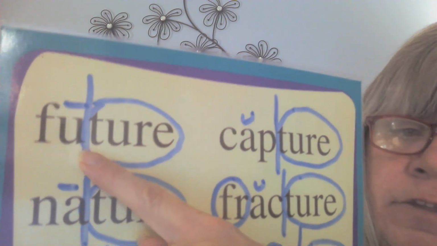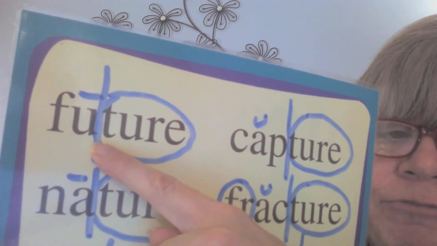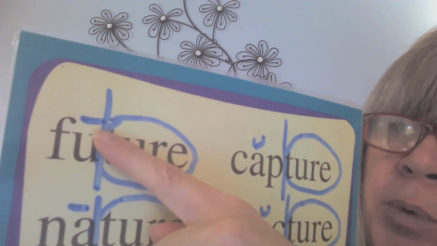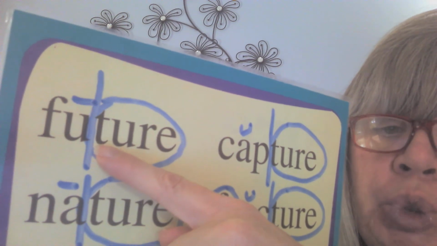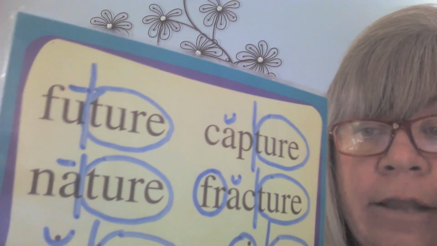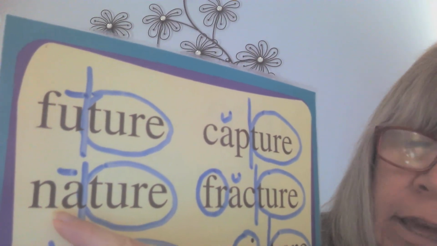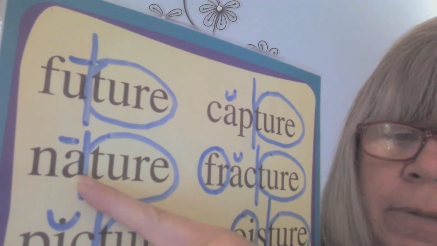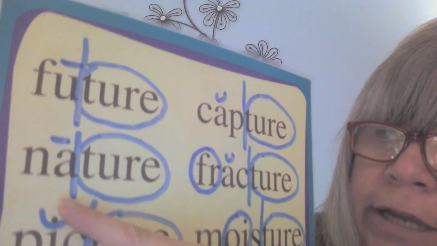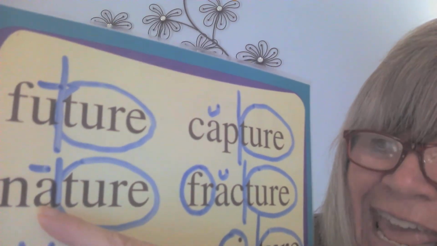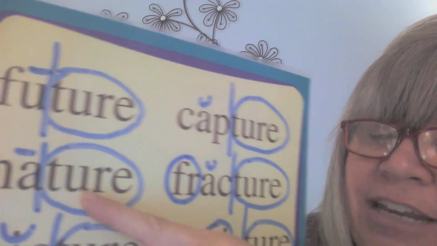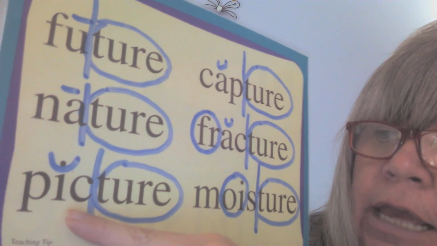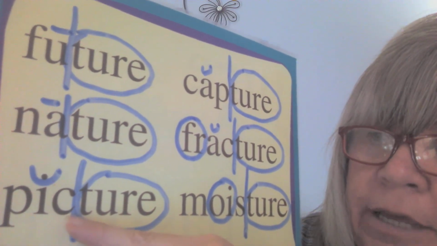So if you look at this word, Mrs. Card divided it after the U. That makes it an open syllable. So the U says its own name. That's why I put a line over top. Future. What do you get? Future. Same thing with this. This is an open syllable. That's why there's a line over top, because the A is saying its own name. See how I divided it after the vowel? Nature. Nature.